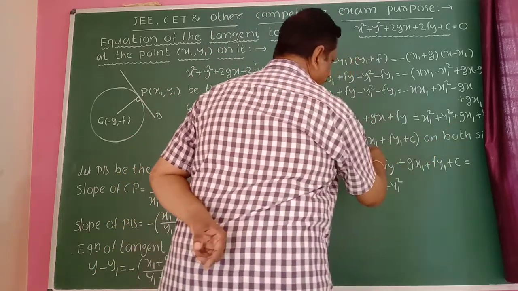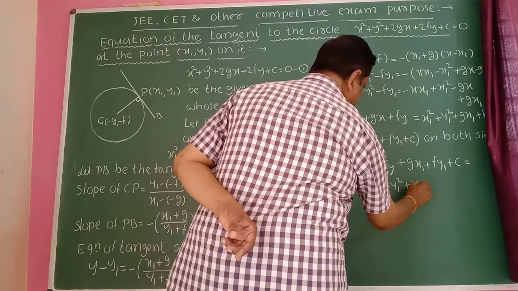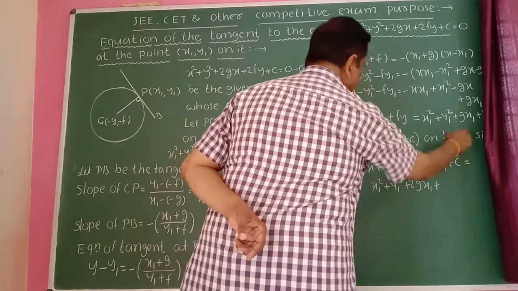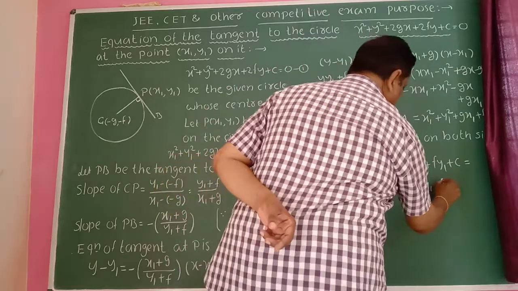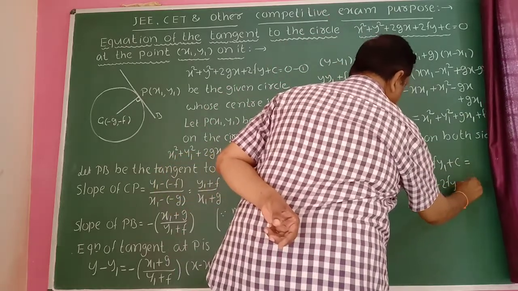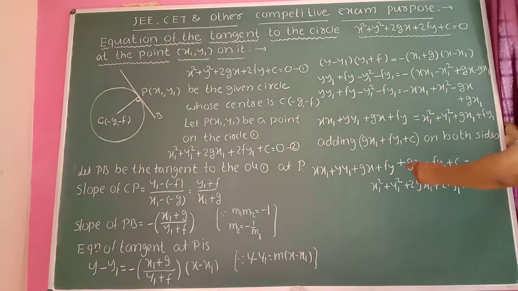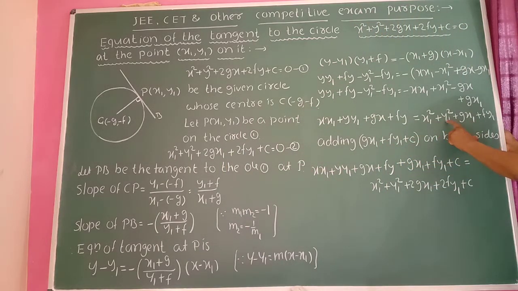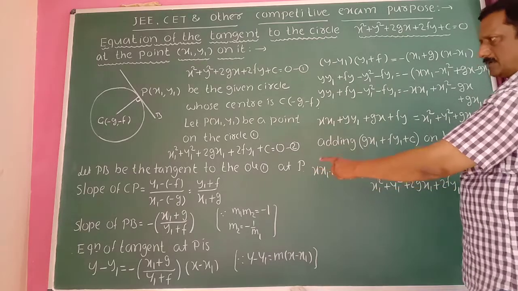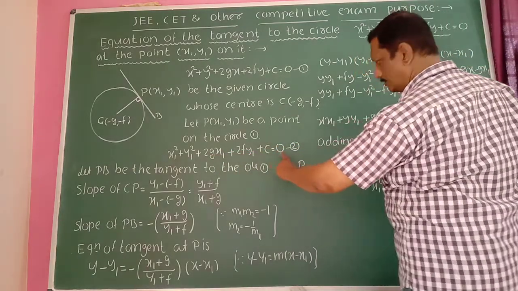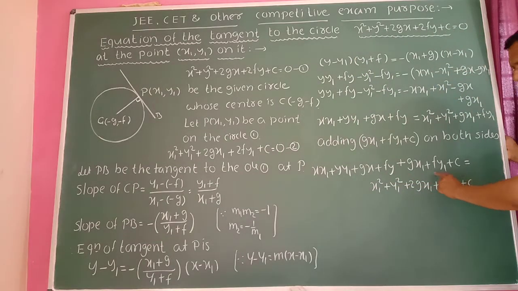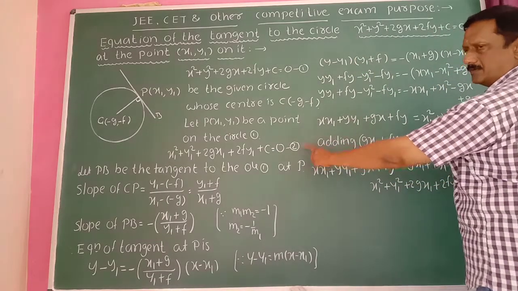Then gx1 plus gx1 becomes 2gx1, fy1 plus fy1 becomes 2fy1, plus c. Add the same terms on the RHS also: x1 square plus y1 square, then gx1 plus gx1 becomes 2gx1, fy1 plus fy1 becomes 2fy1, and plus c is there. And you know that from equation 12, this right side becomes 0. The complete right side becomes 0 from equation number 12.